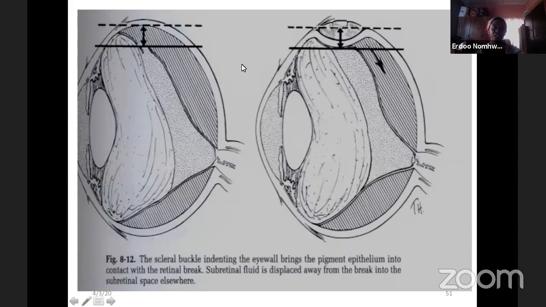So what the scleral buckling actually does is that it indents the eye wall. This is where we have our tear here, so we're going to apply our explant around here. When you apply your explant here, it actually causes a buckle. This is the buckle it's going to cause. And then it tries to push away any subretinal fluid, which may be reabsorbed or you may need to actually drain. And then depending on how long it's going to stay, it will help to reattach the retina at this position.